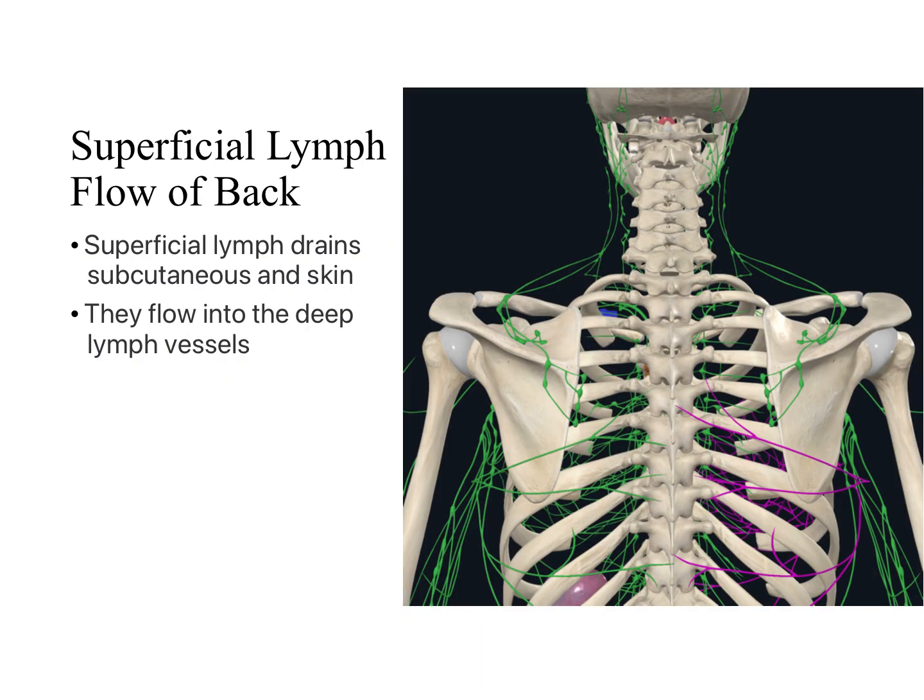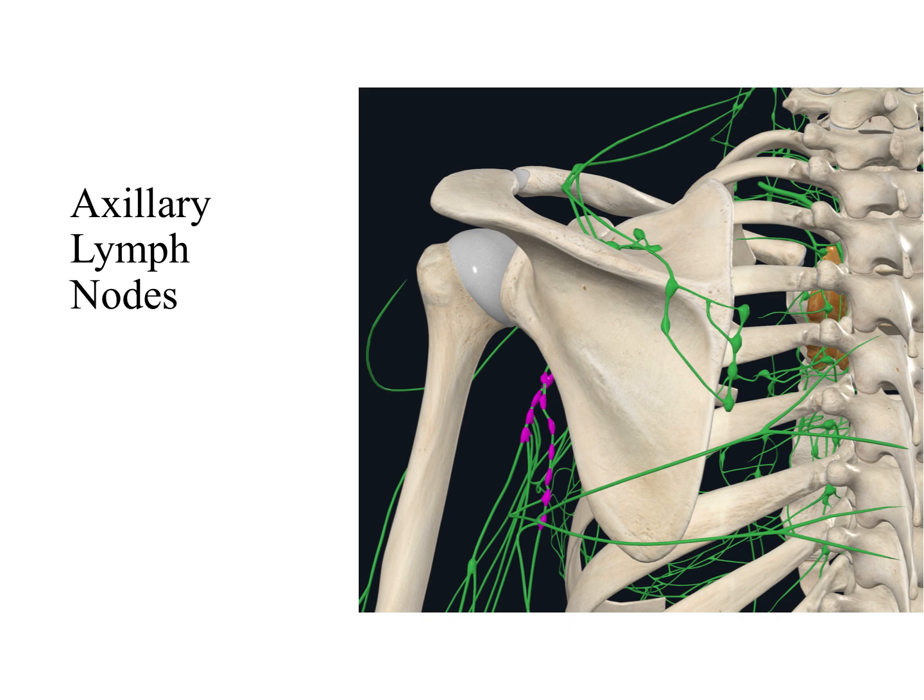This diagram is showing the superficial lymph flow of the back. So we can see in purple, those are lymphatic vessels that are flowing into the deep lymphatic vessels of the spine. This diagram is showing the location of the axillary lymph nodes, where all of the skin and subcutaneous layer drains in the thoracic region.